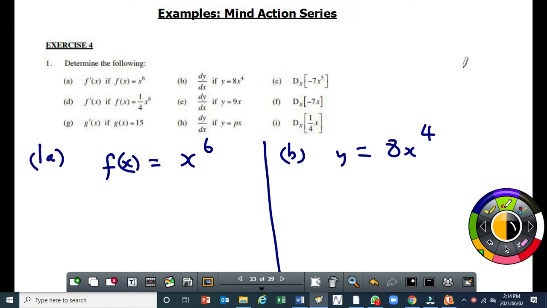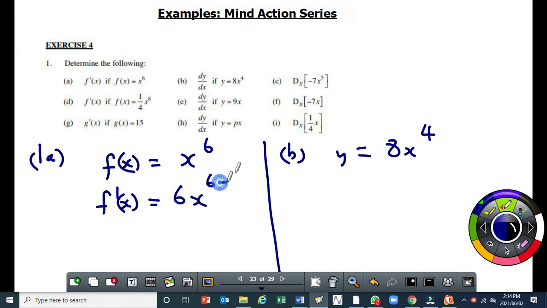Right, I started with the first one, 1a, so I started with a simple one, then I moved on to the more complex ones. So the first one is f of x equal to x to the power of 6. If we use rule number 1, we will get f prime of x is equal to, now here the constant is 1, so 6 times 1 will give us 6, x to the power of 6 minus 1. And the final answer, f prime of x will be equal to 6x to the power of 5.